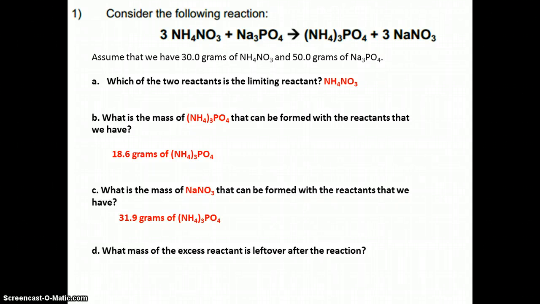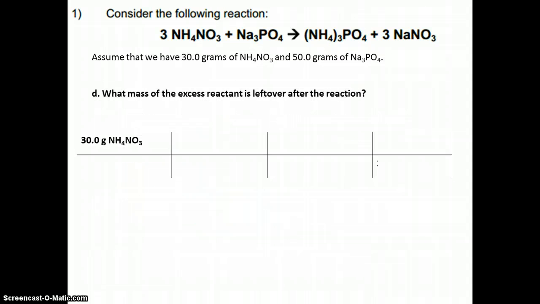The final type of question I can ask you here is how much of the excess reactant is left over after the reaction? How many ingredients or how many servings of the extra cheese do I have left over, just like in the pizza quiz? And it is another stoichiometry conversion. I'll start with my limiting reactant. If I use 30 grams of ammonium nitrate, I can convert to the amount of grams of sodium phosphate, the other reactant that I will use.